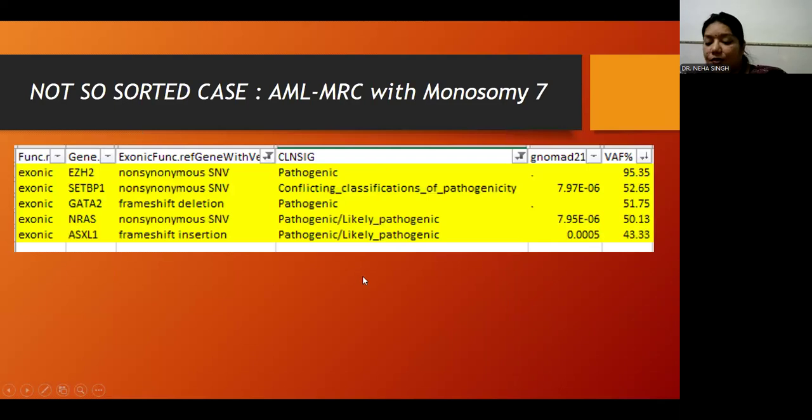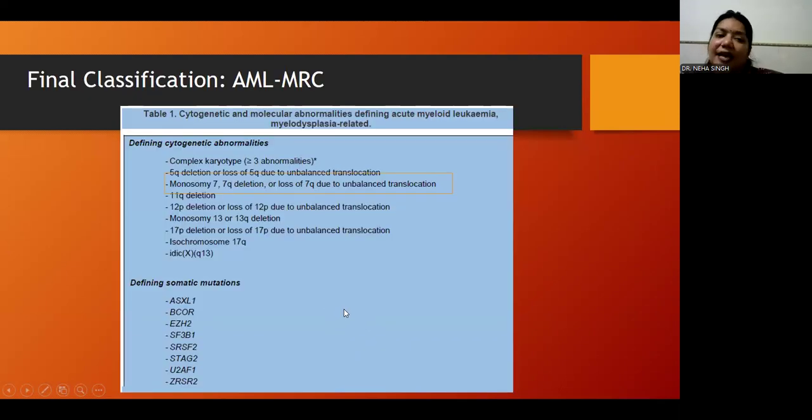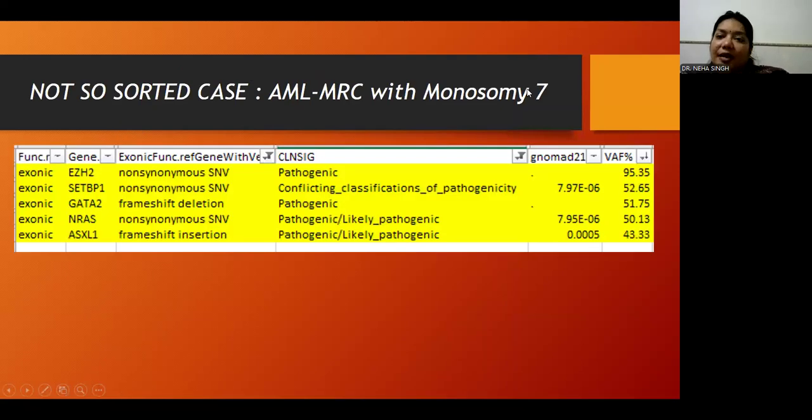So up till now, you will say that I have an AML, I have a monosomy 7. Why should I do an NGS? But see what happens. Your AML-MRC with monosomy 7, when we went ahead with the NGS, we saw that there were EZH2 and ASXL1 mutations, which is not a big deal. These are also AML-MRC mutations only. And you know AML-MRC is a high risk subtype. So your prognosis is also not going to change.